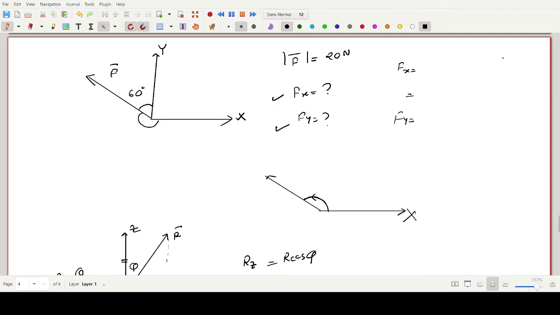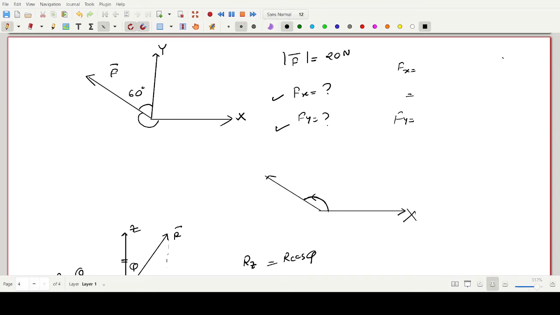Yes, sir. fx equals 20 cos 150 degrees. Okay, good. And fy is 20 sin 150 degrees. Good. So both the answers are correct.